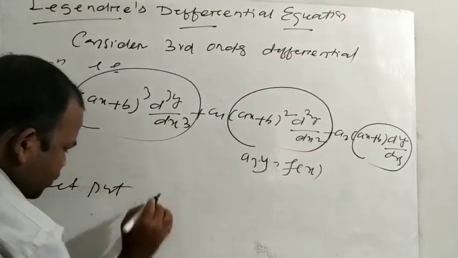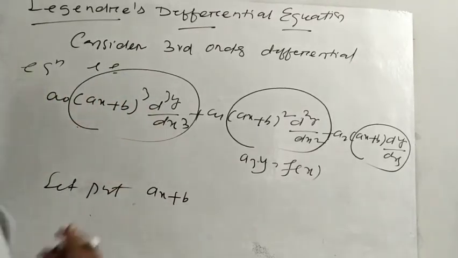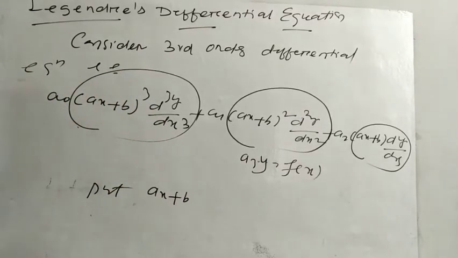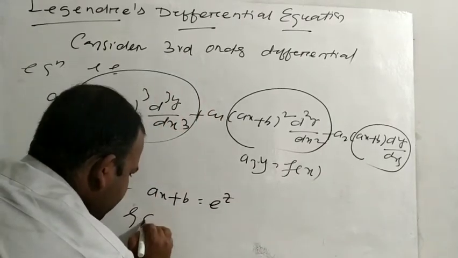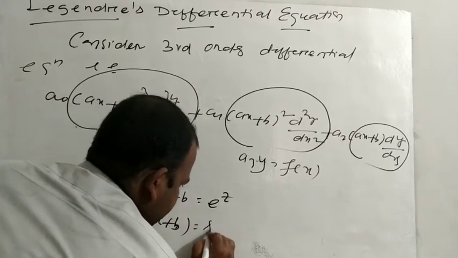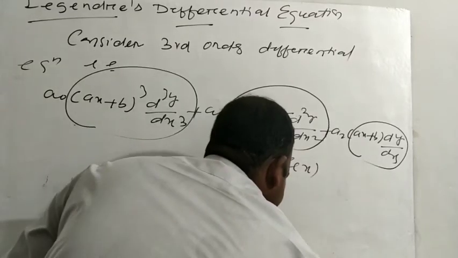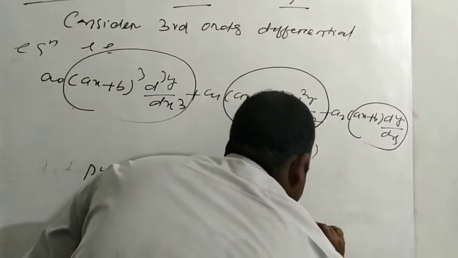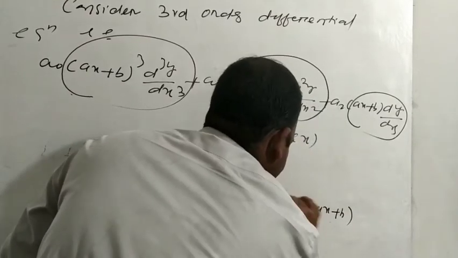put ax plus b equals e raised to z. Taking logarithm on both sides, log of (ax plus b) equals log of e raised to z, which equals z. That means z equals log of (ax plus b). This is the value of z.